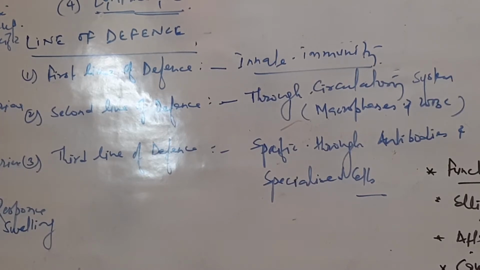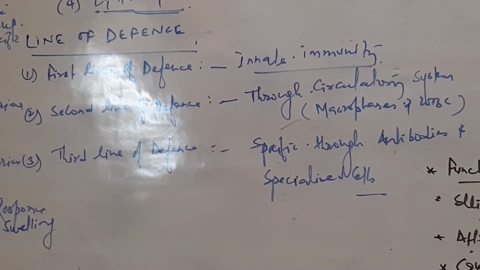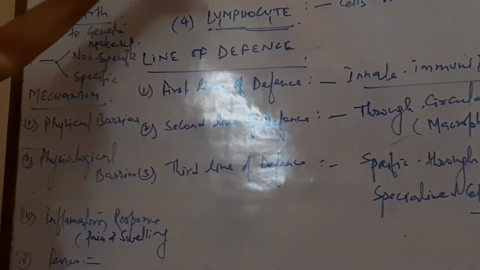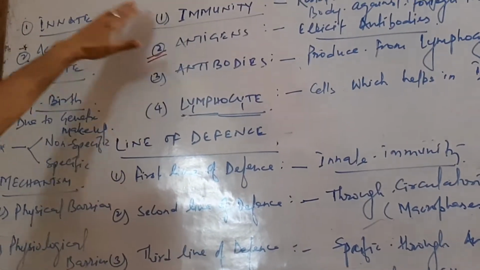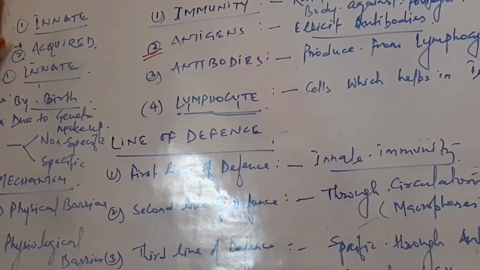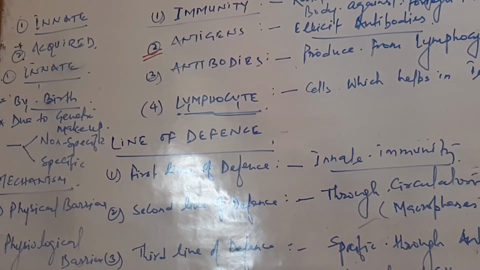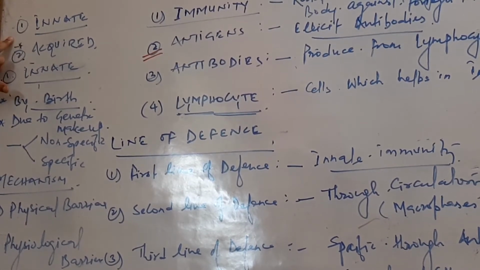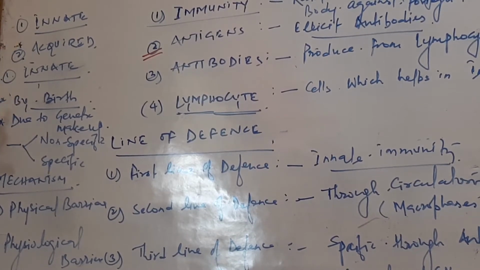So these are the categories of the defense system. Now we come to immunity. First we start with immunity. Immunity is a type of immune response. There is the interaction of antigens and antibodies. Immunity is of two types, innate and acquired. Innate immunity we already discussed, and the second is acquired immunity.